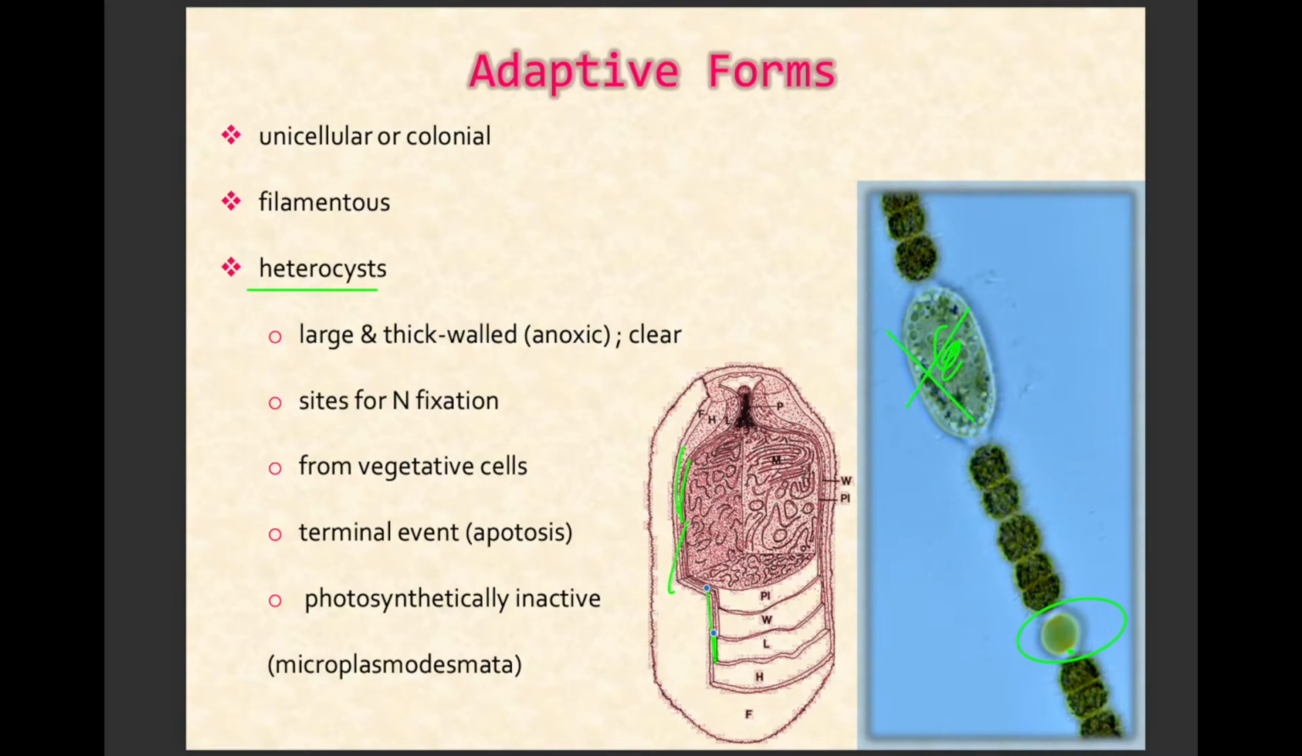So why is it like that? Because, first of all, it's a site for nitrogen fixation. Why is it anoxic? Because there's a need for that area to be devoid of oxygen, because remember, these heterocysts are a site of nitrogen fixation, and nitrogenases are especially fickle enzymes.